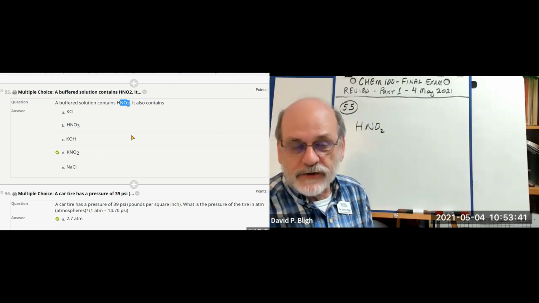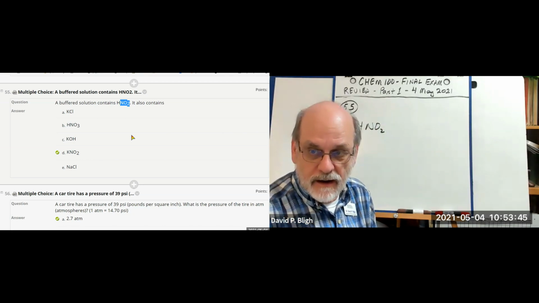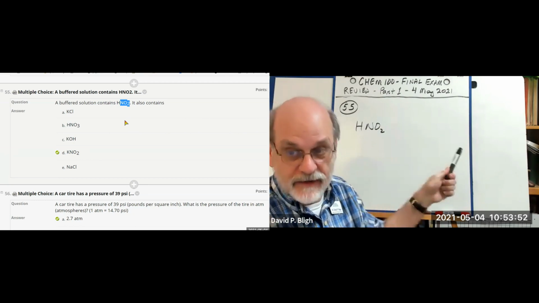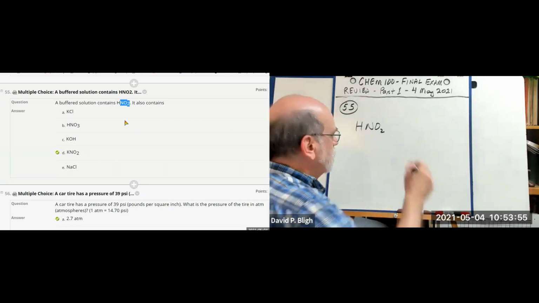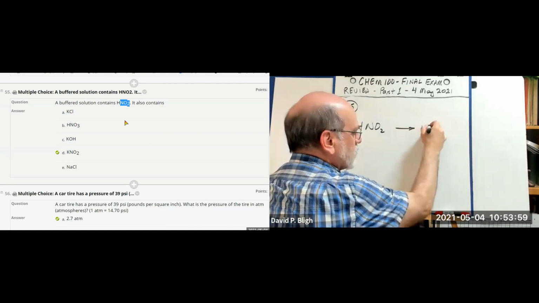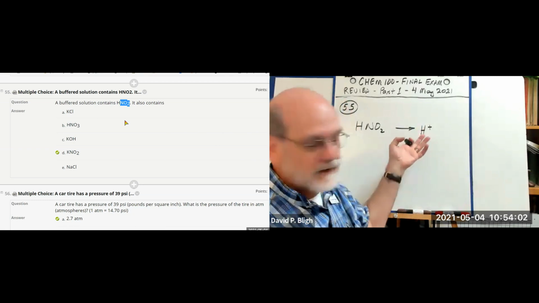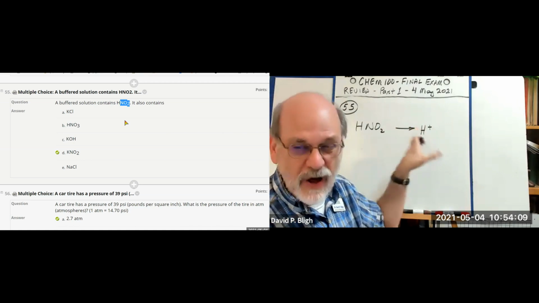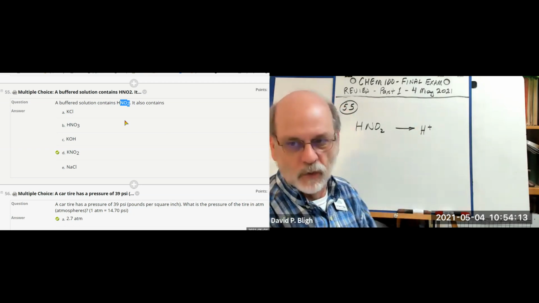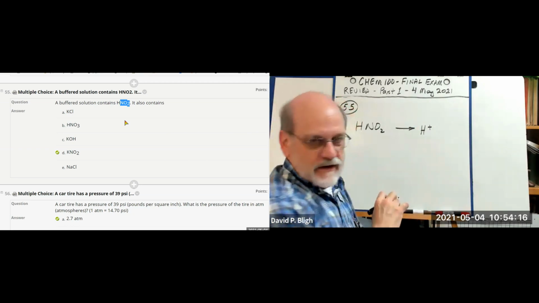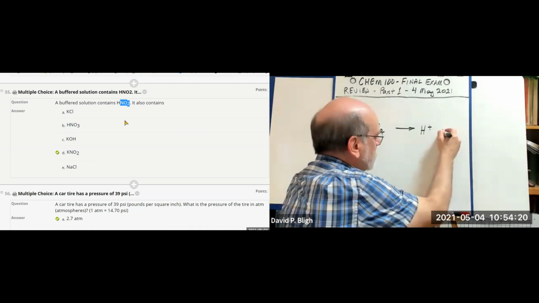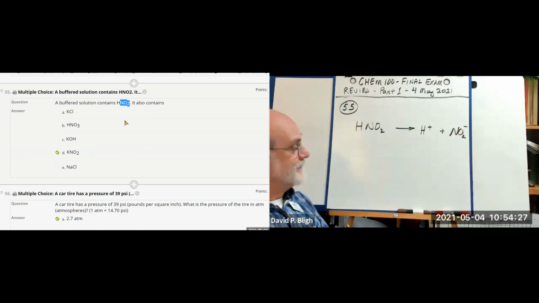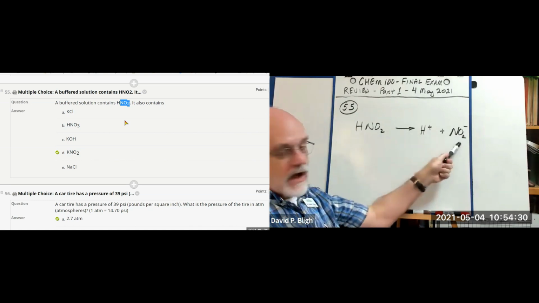Okay? It also contains what? If it's a buffer, it has to contain the conjugate base. If that's the acid, it has to have the conjugate base. No two ways about it. So this is going to do what? Well, it's going to produce a proton. And remember what I said about protons. They're never out there independent like that. This is shorthand notation. So we consider the protons separately, although we know that they're really bound to a water molecule. But the stoichiometry is the same. So what do you have left over? You have NO2 minus. Okay?